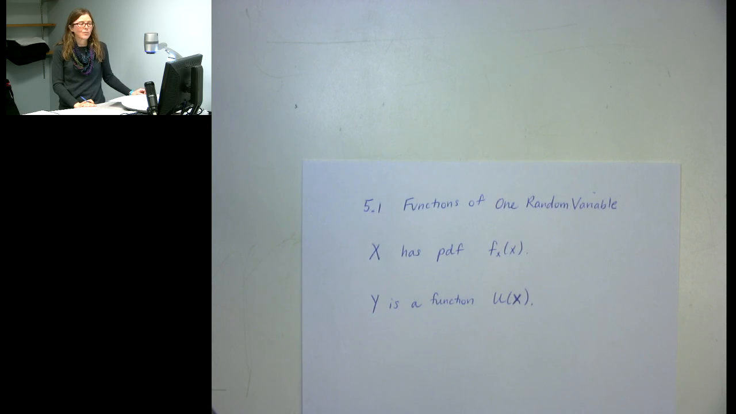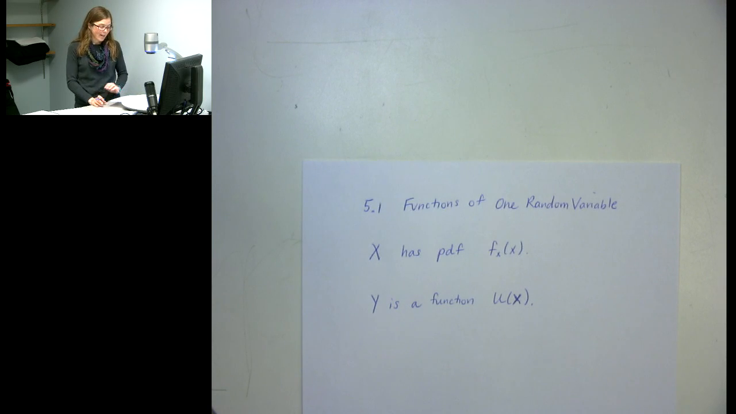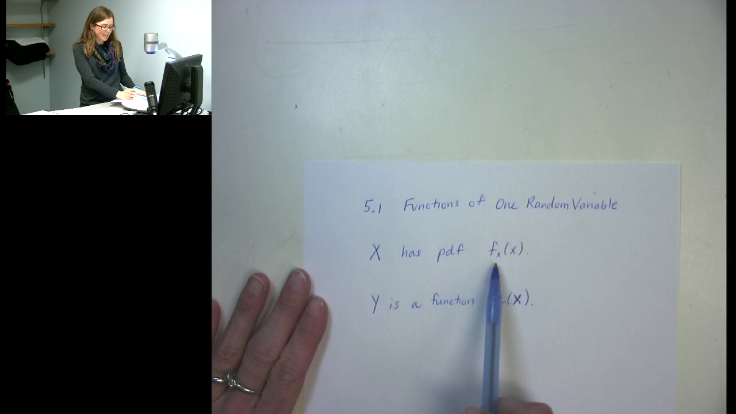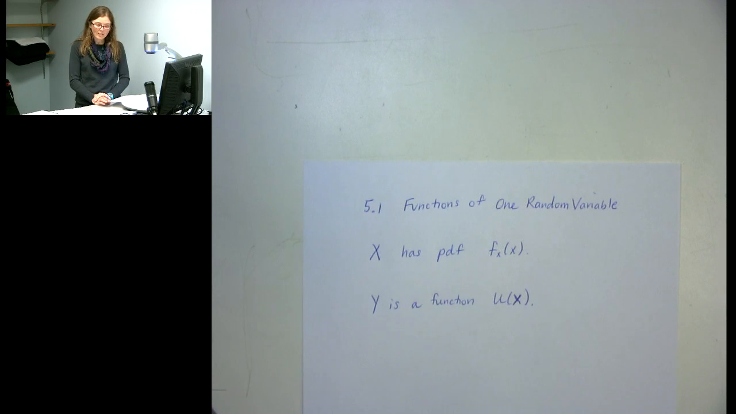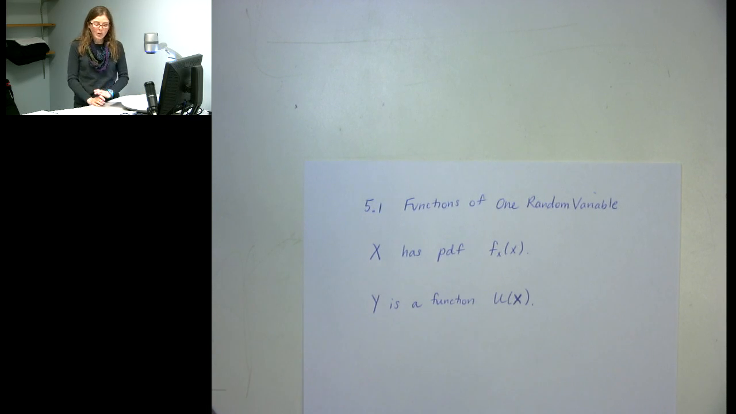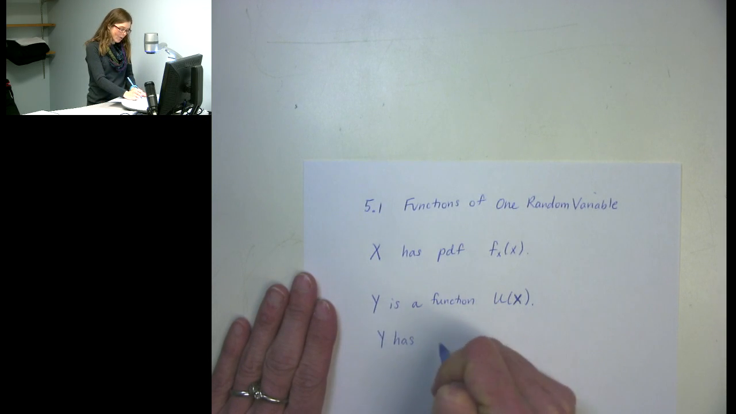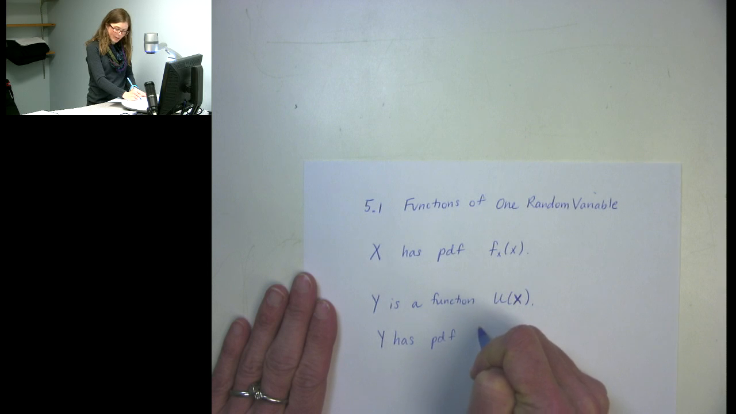Welcome to the first video for section 5.1, functions of a random variable. We are working in this section in the situation where we have a random variable x, which is continuous and has a probability density function, little f sub x of x. And if we consider y to be a function of the random variable x, then y would also be a random variable. And y has its own PDF, which we will denote f sub y of y.